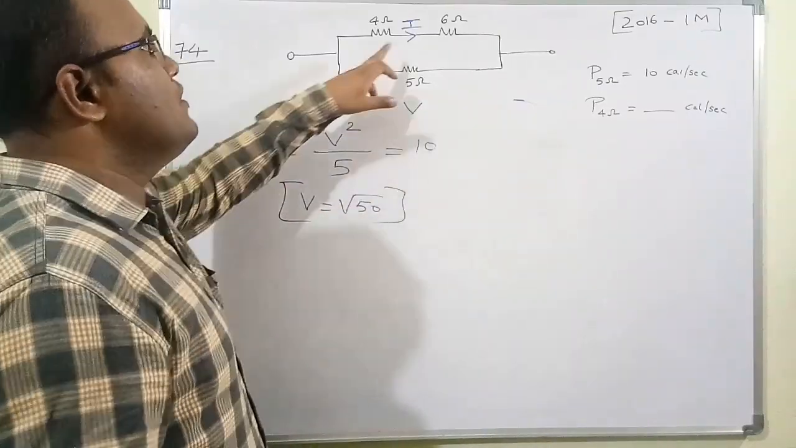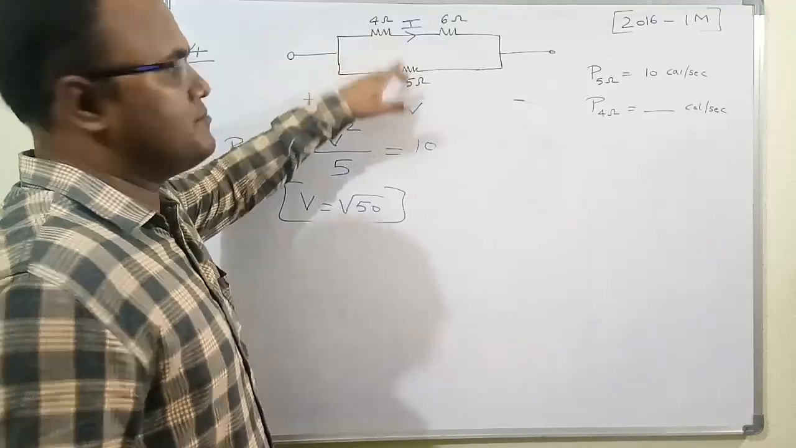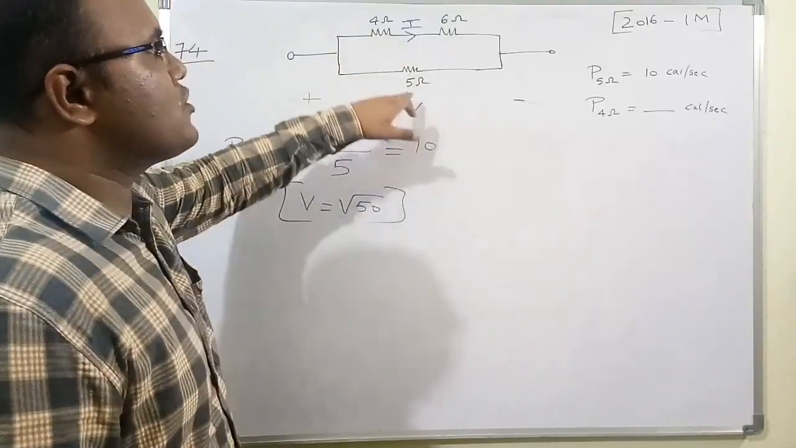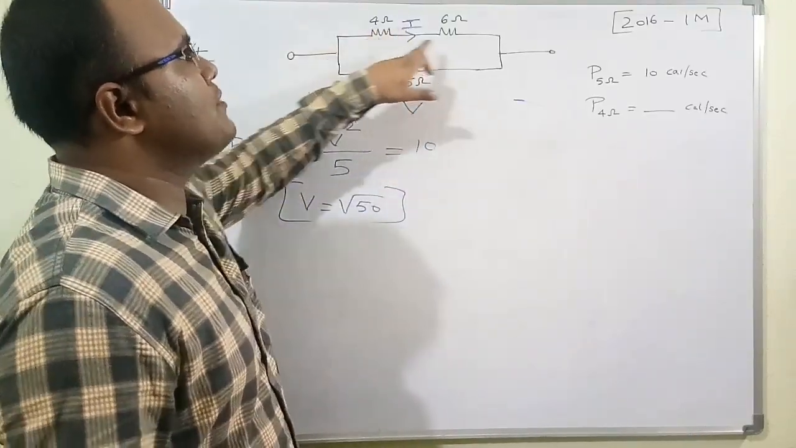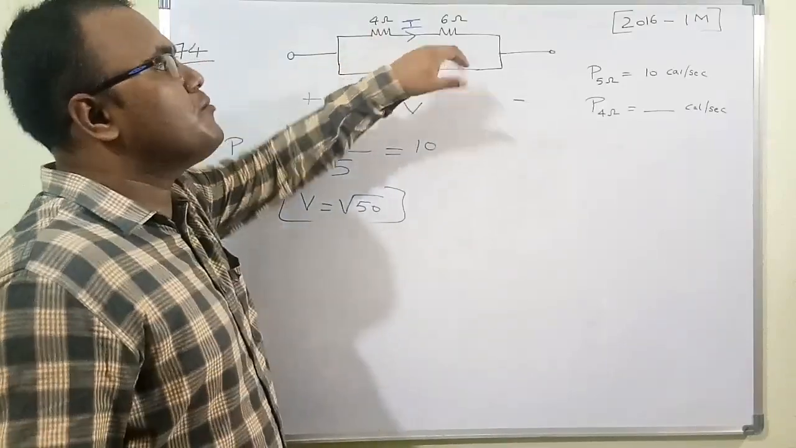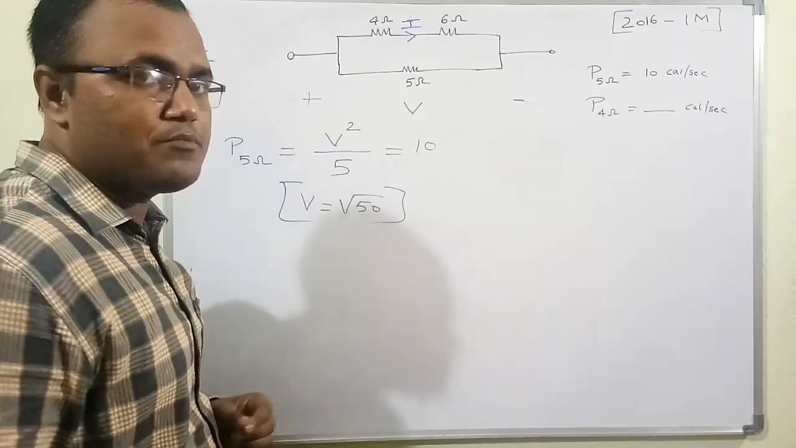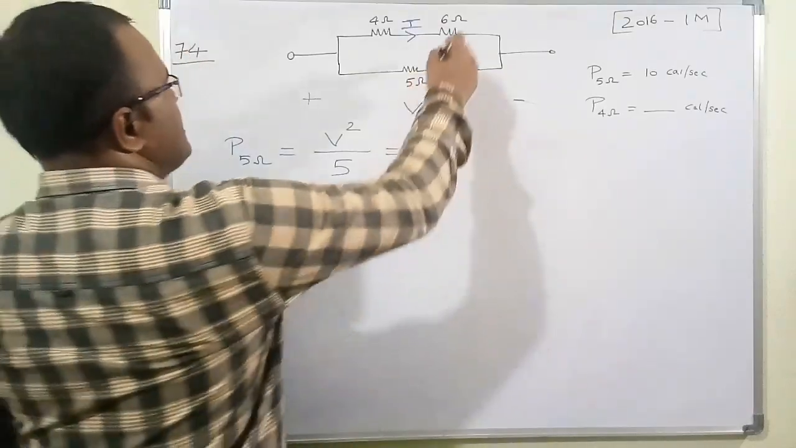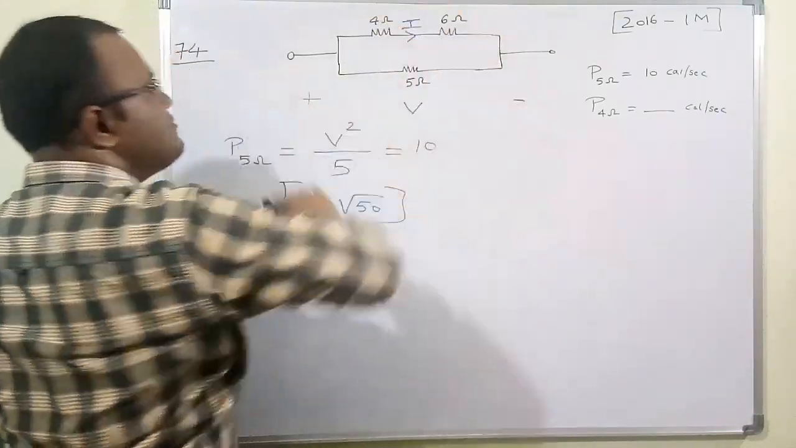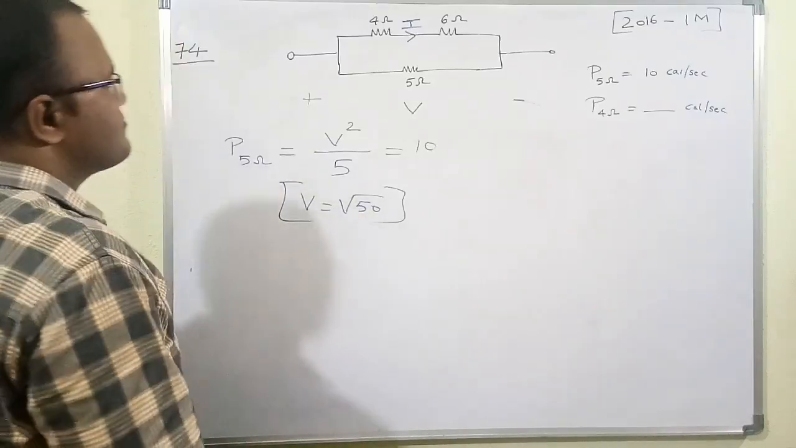So now we need to find the current in the 4 ohm resistor. See, this voltage is the same across the 5 ohm and the combination of 4 ohm and 6 ohm. As the 4 ohm and 6 ohm are in series, the net resistance is 4 ohm plus 6 ohm is equal to 10. So this equivalent resistance is total 10 ohm.